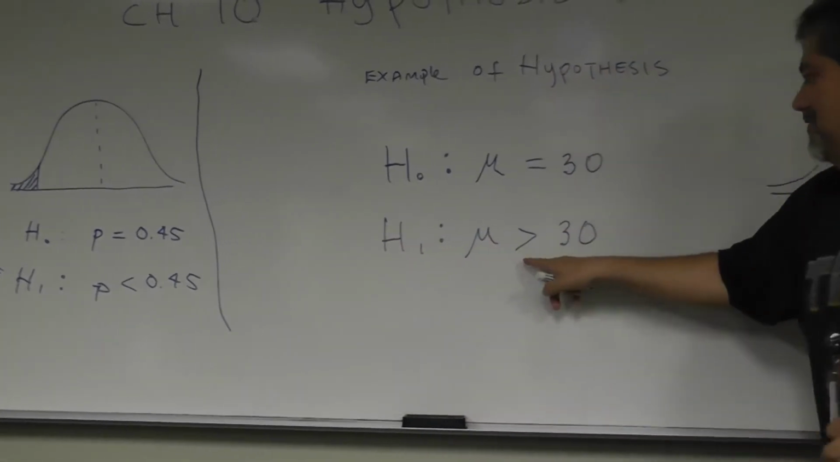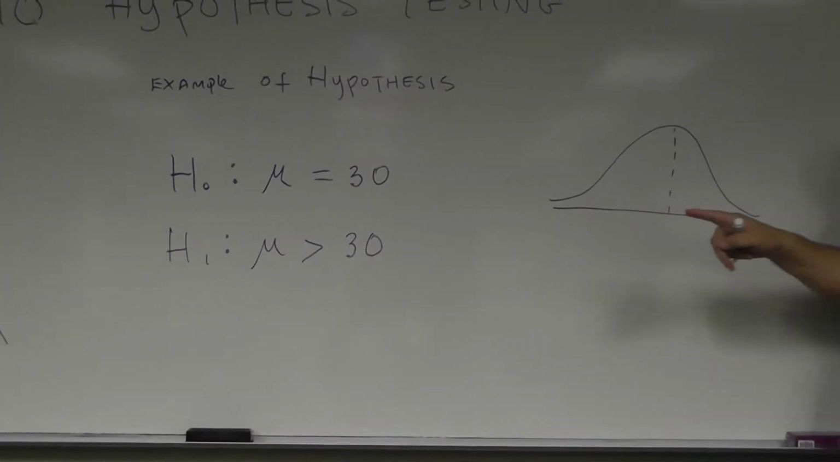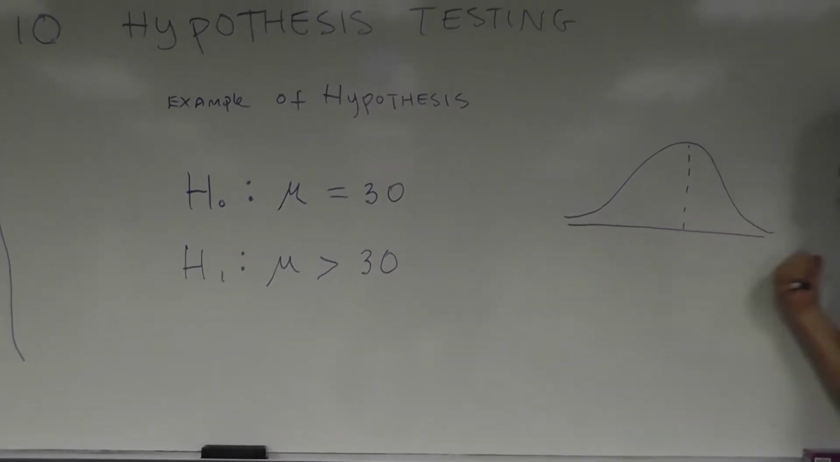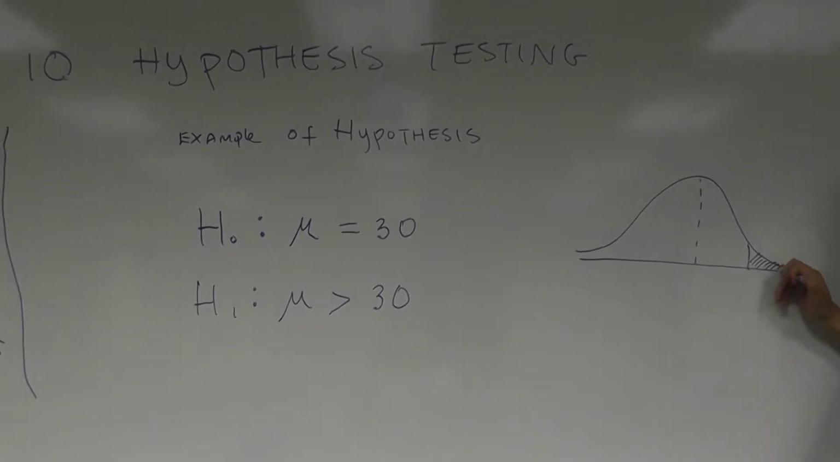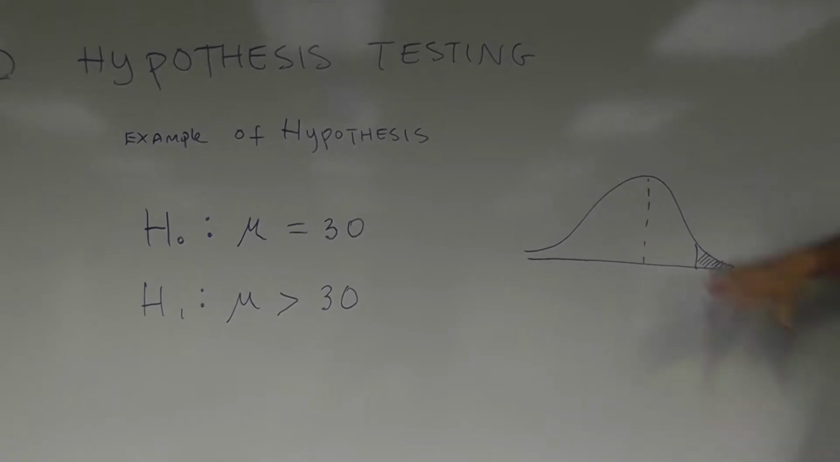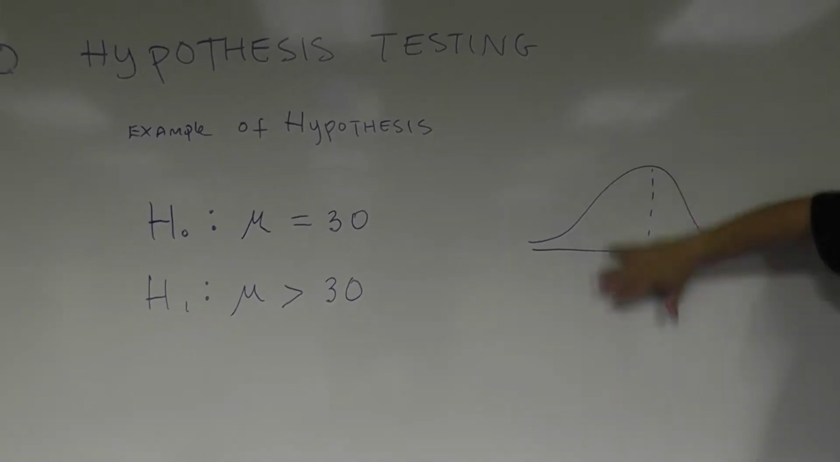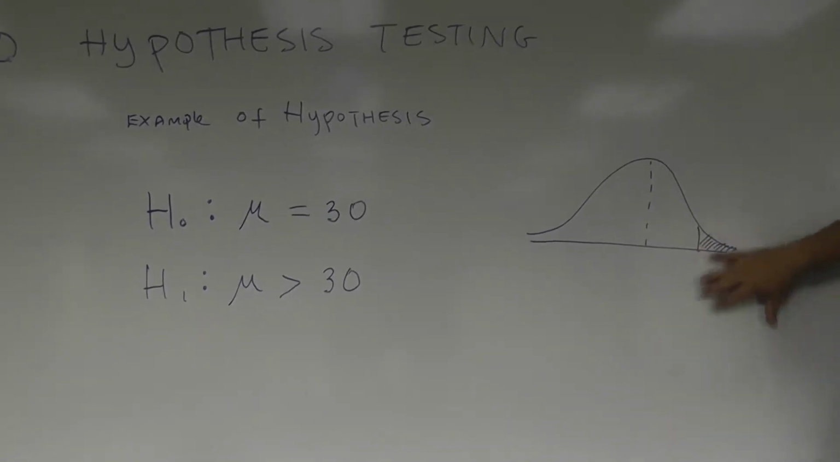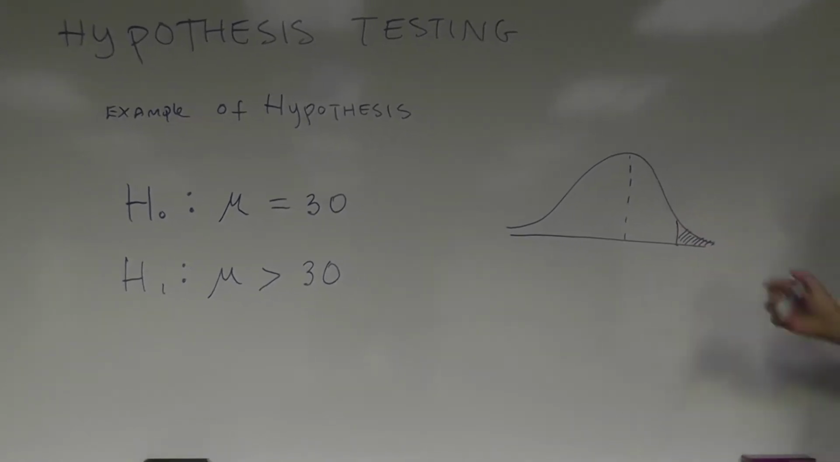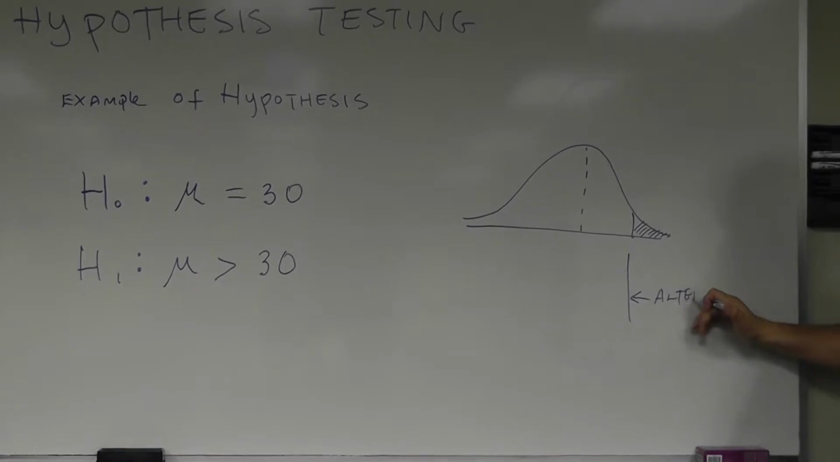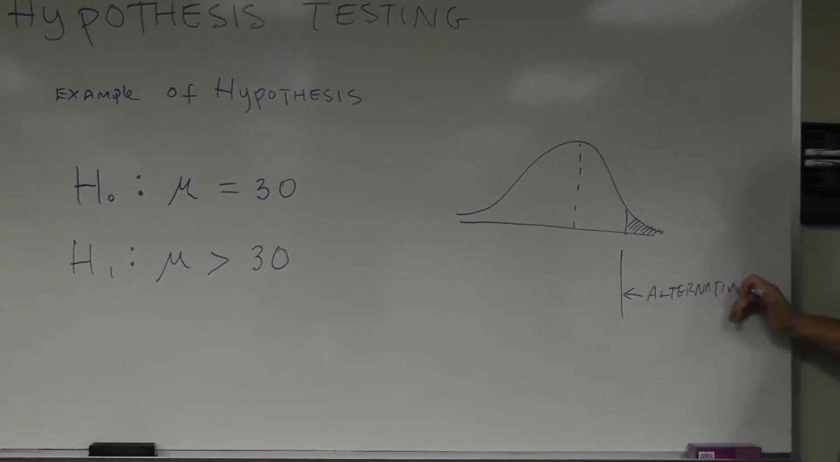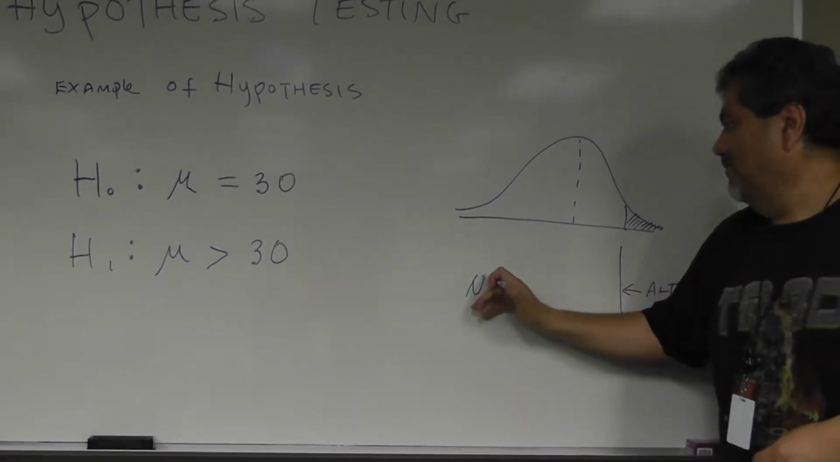But notice this is greater than, so the greater than implies that we are on the far right. So this will be represented by this graph, right? The null hypothesis is in the center. The alternative hypothesis will be in the far right. This will be the alternative area, and this is the null area.